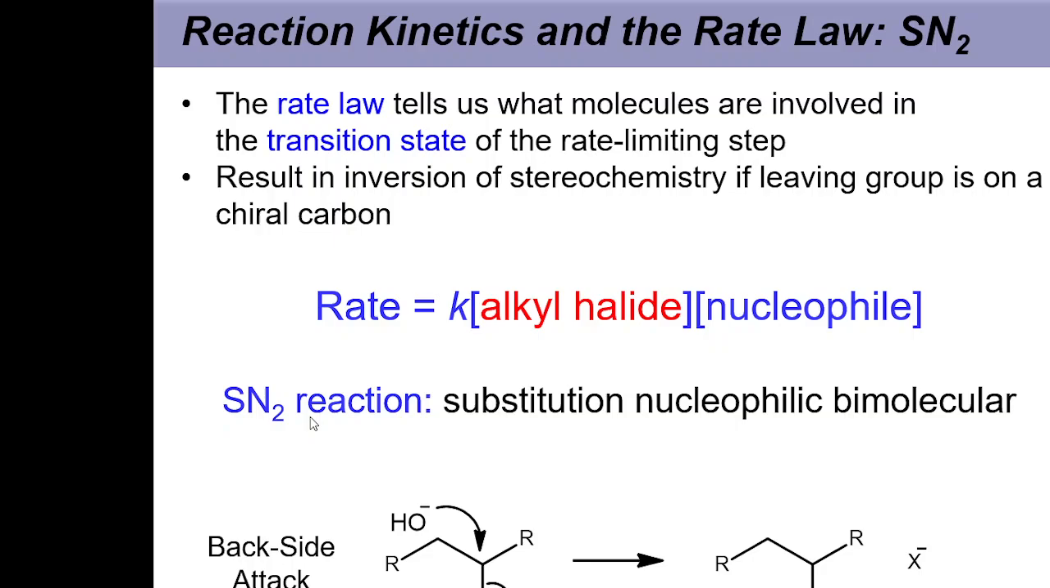What happens here is that we actually do experiments to study the kinetics of this reaction. We found that the rate of the reaction is determined by both the alkyl halide and the nucleophile, in this case hydroxide. Therefore, we know that the transition state of this reaction includes both the alkyl halide and the hydroxide. So let's take a look at how this mechanism is drawn.